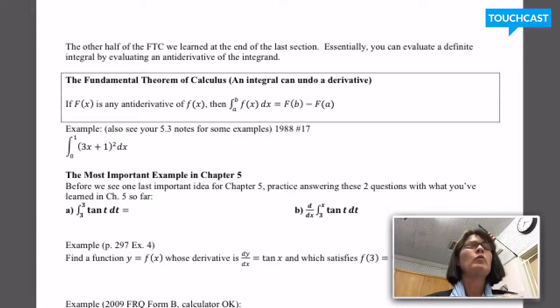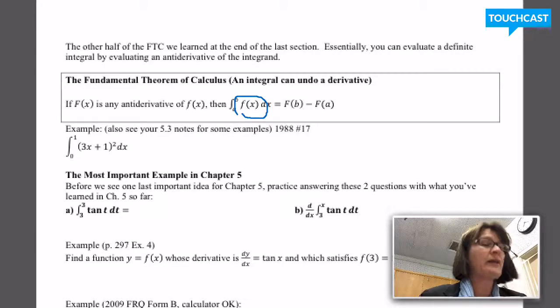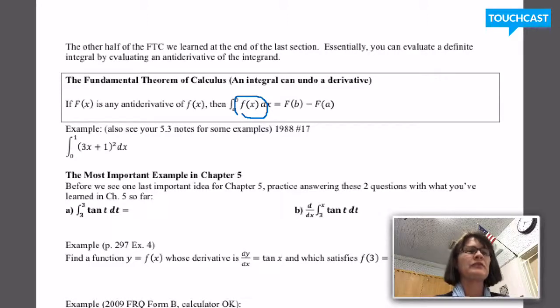So we said in the last section, 5.3, that if you could think of any antiderivative for your integrand, so in this case, if I could think of any antiderivative for f of x, call it capital F, then the integral from a to b of little f is capital F of b minus capital F of a. So actually I already practiced this a little bit in section 5.3.